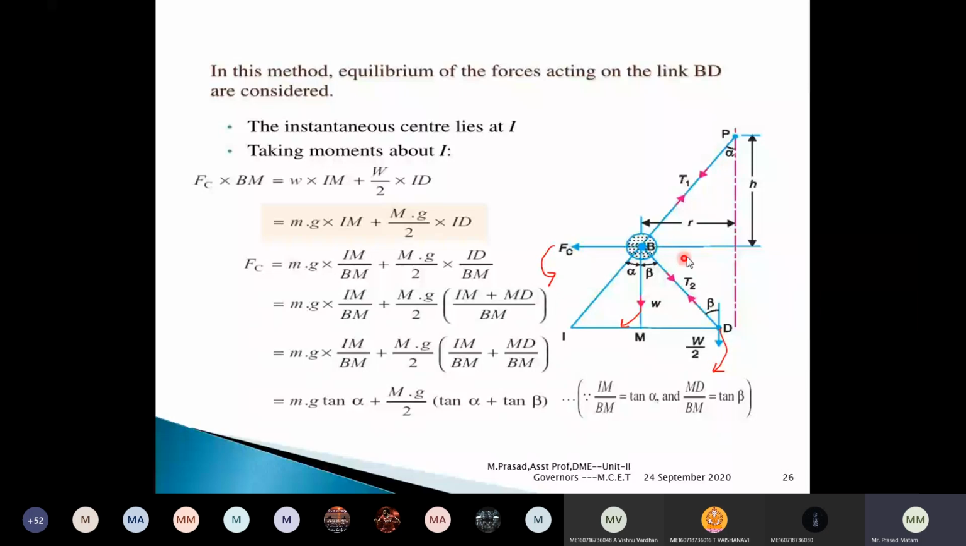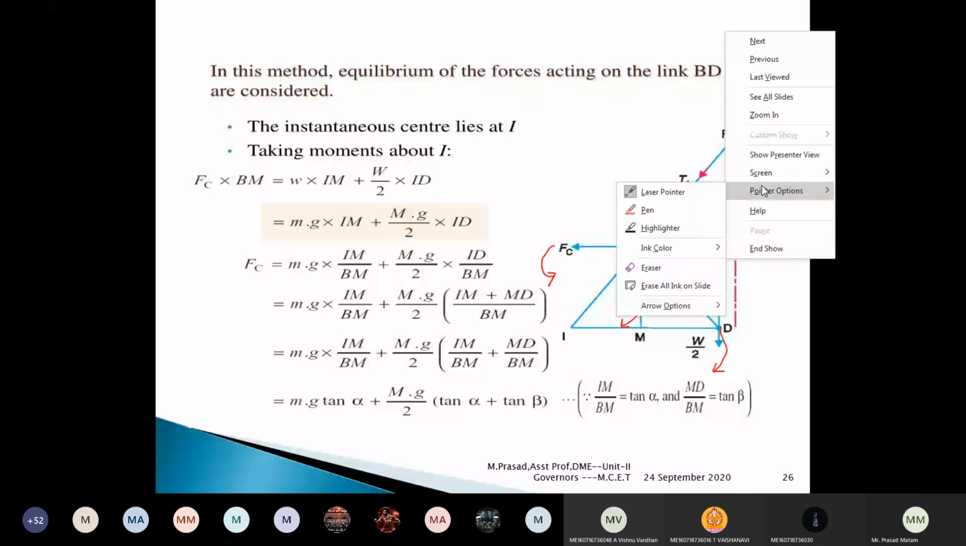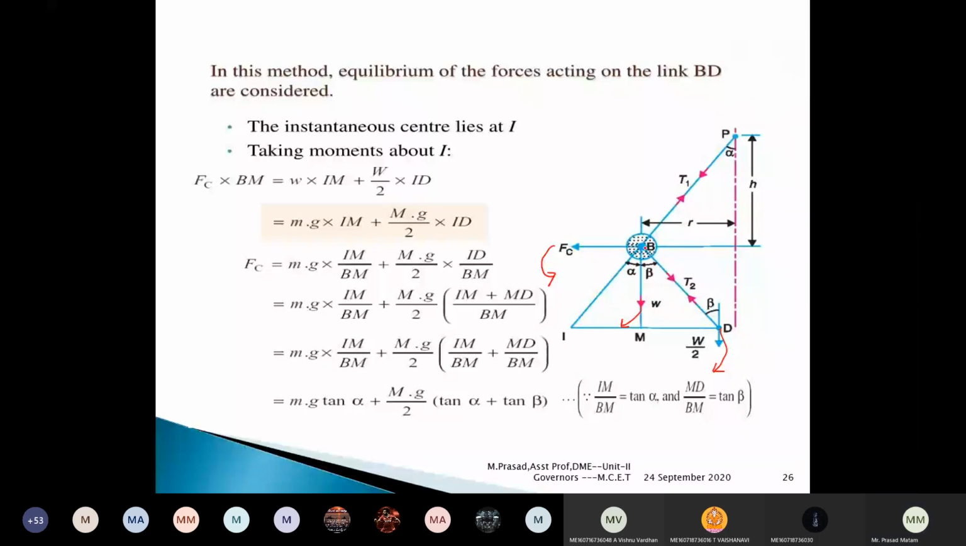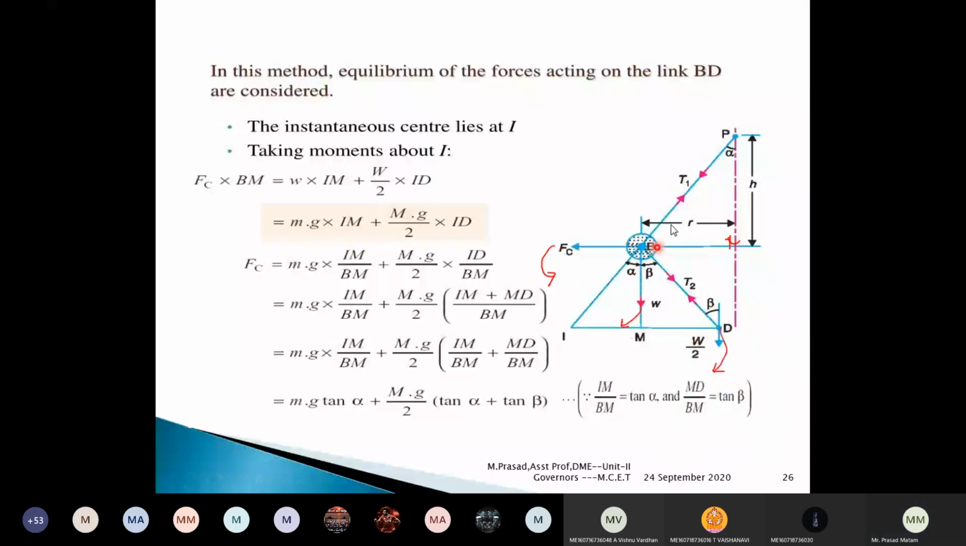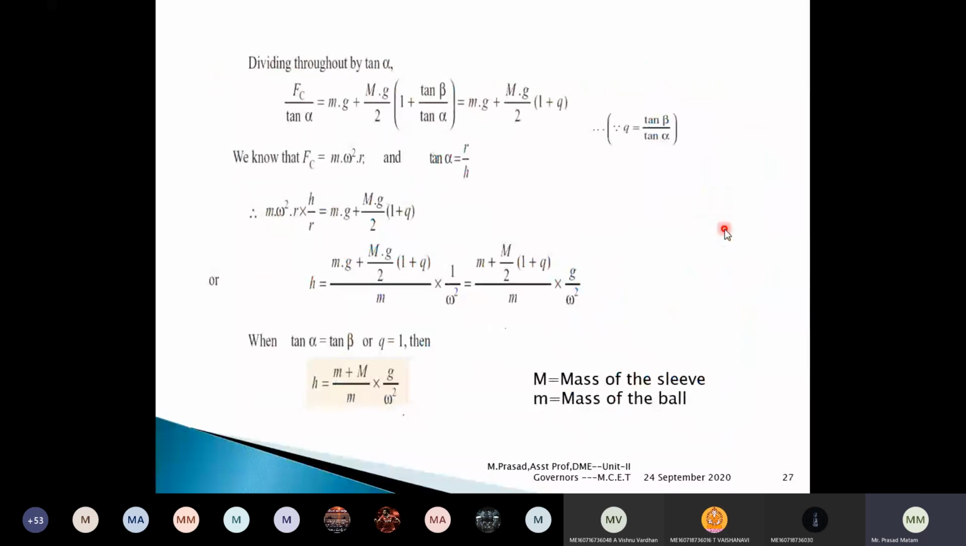From this tan alpha, you can see the triangle B, P, and let us take this as some point, some X. Okay. Now let us consider the triangle B, P, and X. Now BX by XP is nothing but R by H, which is equal to tan alpha. That is what I have written here. Tan alpha is equal to R by H.